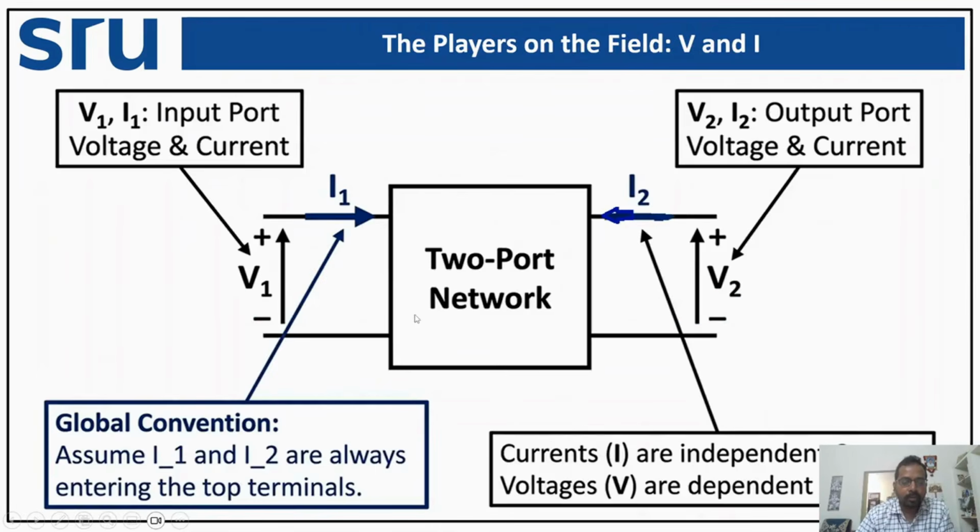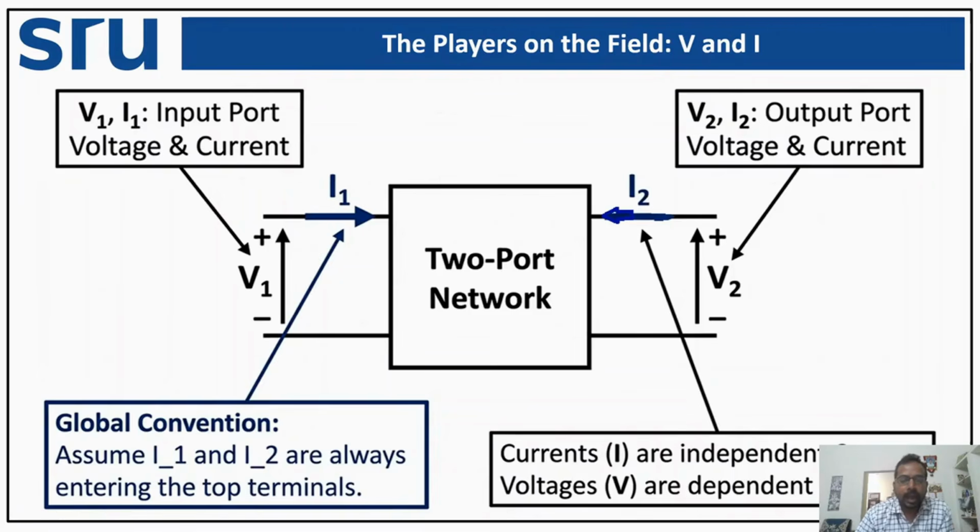So at the input port, we define a voltage and a current. Similarly, at the output port, we also define a voltage and a current. So in total, we have 2 voltages and 2 currents that describe the electrical interaction of the network with the outside world. We denote the input port voltage as V1 and the input port current as I1, and similarly, we denote the output port voltage as V2 and the output port current as I2.